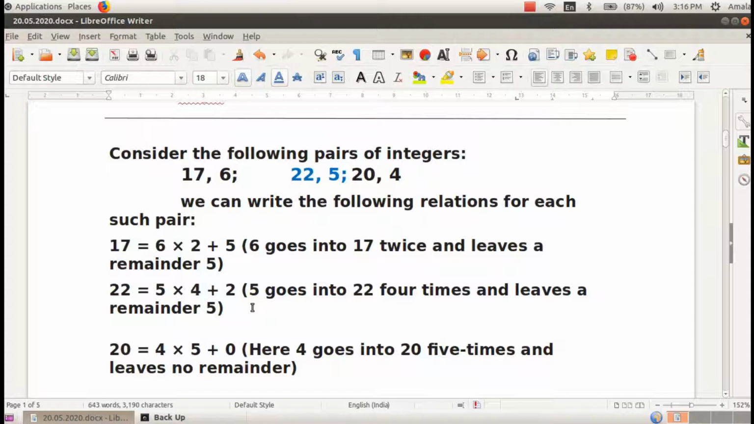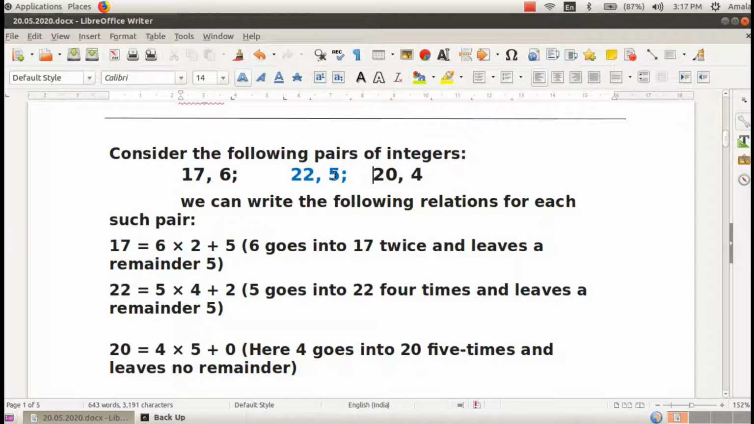Consider the following pairs of integers: 17 and 6, 22 and 5. Next pair of numbers 20 and 4. We can write the following relations for each such pair. First, 17 and 6. When we divide 17 by 6, we will get 2 as a quotient and 5 as a remainder. So 17 we can write 6 times 2 plus 5.